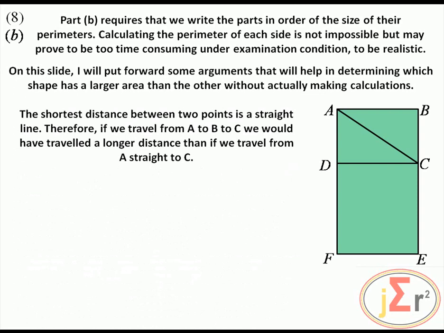Therefore, if we travel from A to B to C, we would have traveled a longer distance than if we traveled from A straight to C. So we have this A to C is shorter than going A to B, then B to C. So we go straight down instead of all the way around here, and that is shorter.